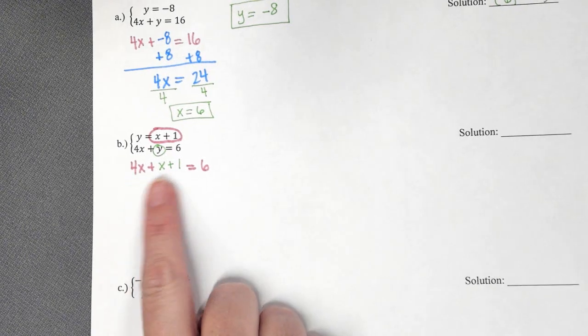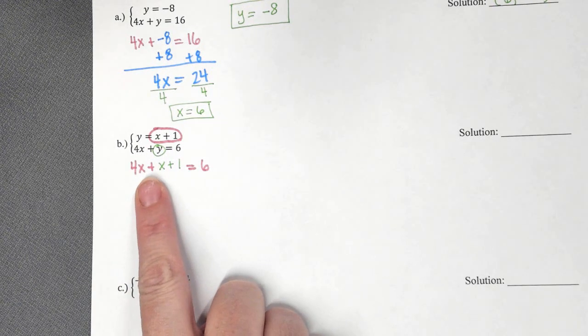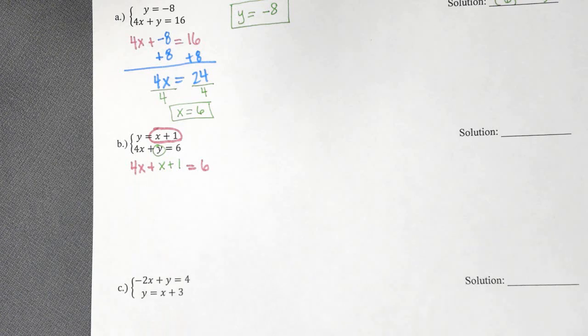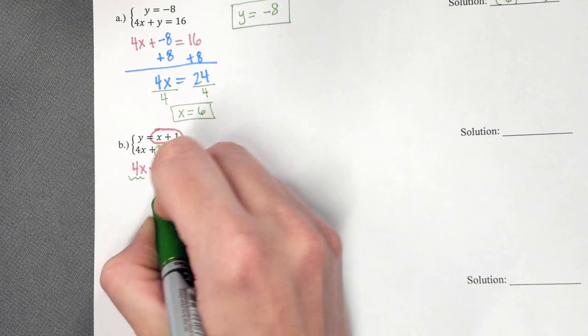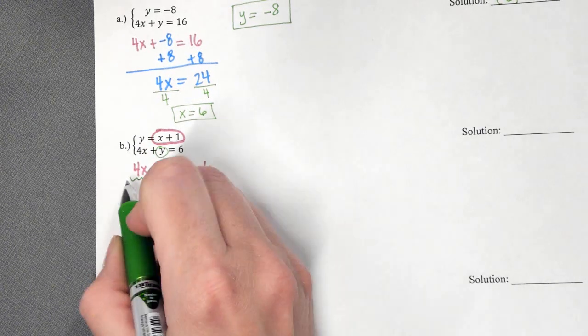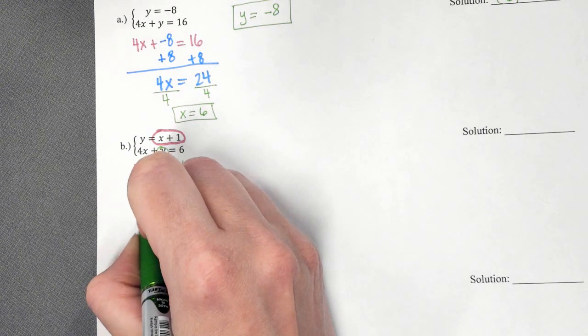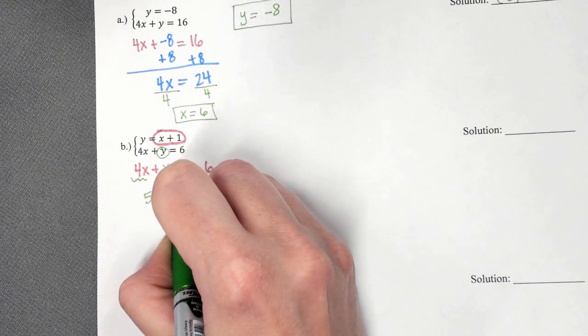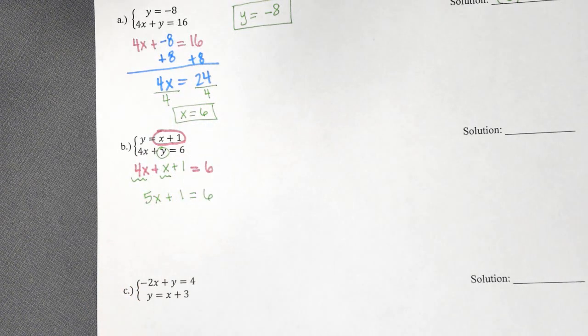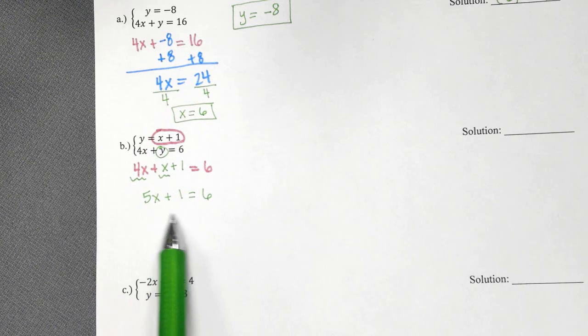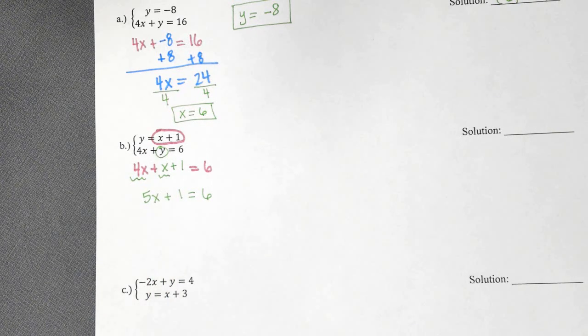If we look at this entire left side here, we have 2 x's. We have 4x and we have 1x. If we add those together, we'll get 5x, and then we still have this plus 1. So once you substitute, you're going to combine your like terms. Then I'm going to give you a moment to solve for x. Some of you are doing really good at this, and you could probably solve for y too. That's fine.